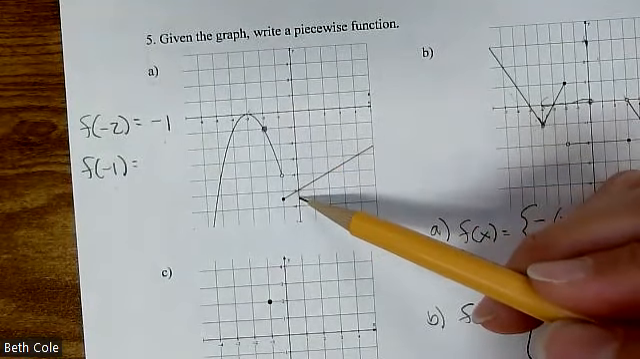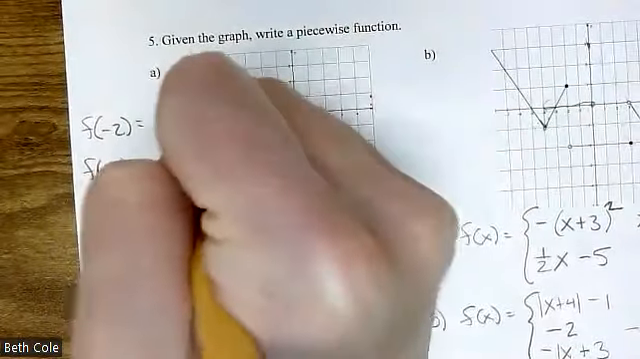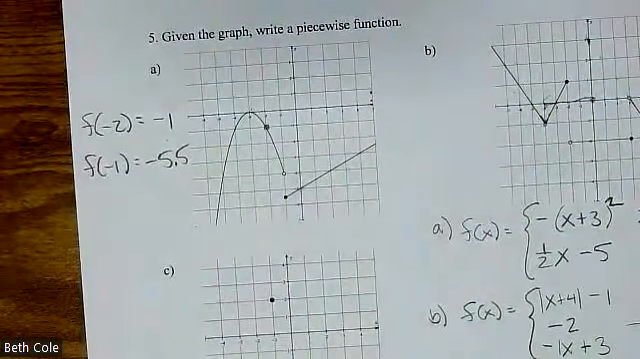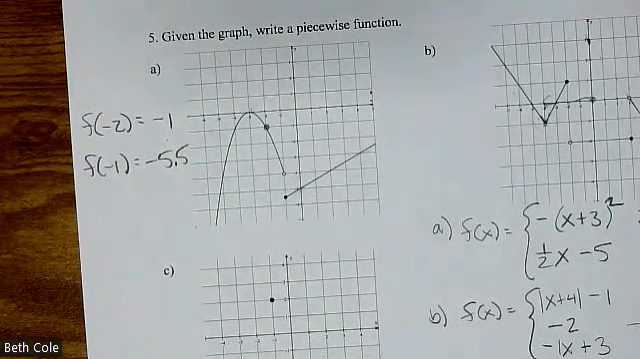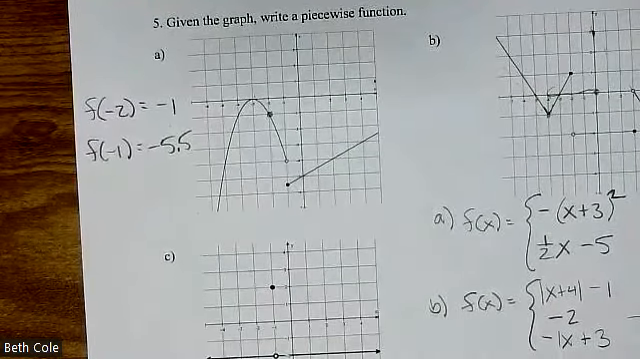Yeah, what do I want to call that? Like -5.5. But do you guys remember how to do that? Like find it on the graph? Okay, just checking. And then the last one's on there.